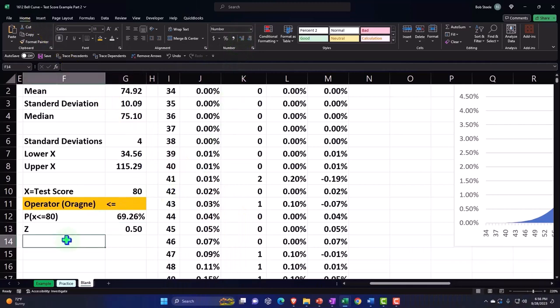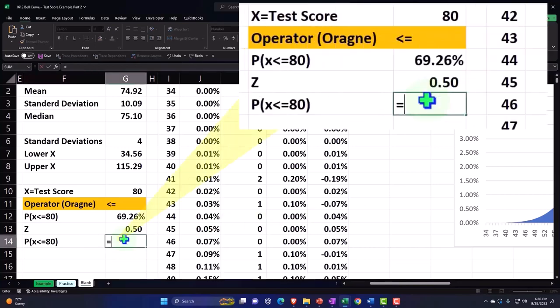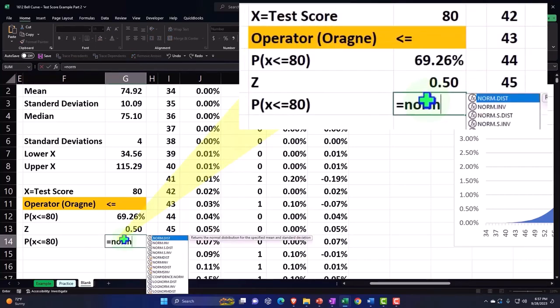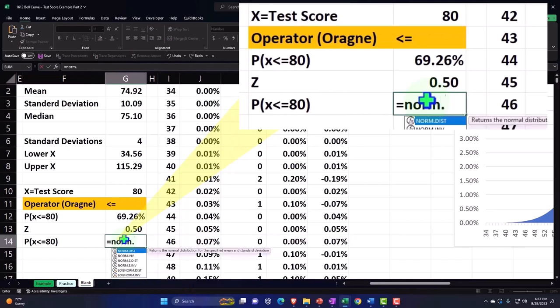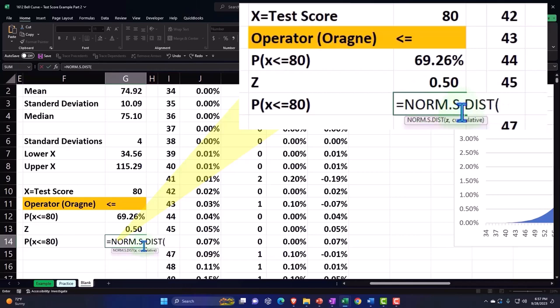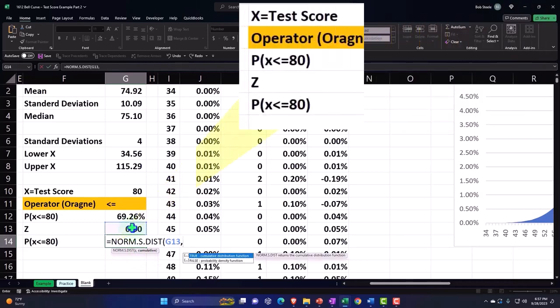And now I could do a similar calculation that we had before, but instead of having X, now we've got the Z. So we can use a formula such as this. This equals NORM.S.DIST. So it's a slight difference here, right? And now I need the Z instead of the X, because now I have the Z and not the X. And then I just need to say whether it is cumulative.